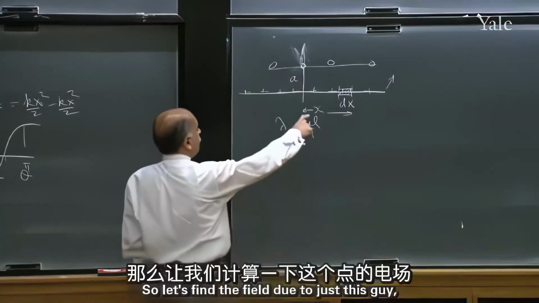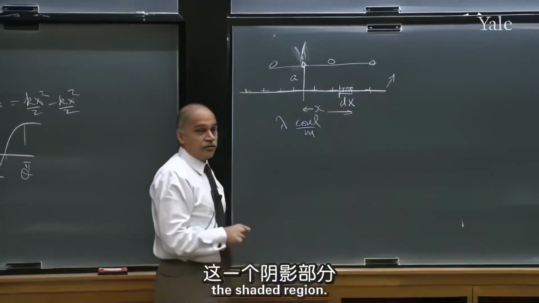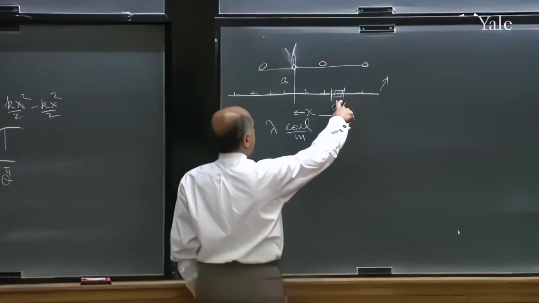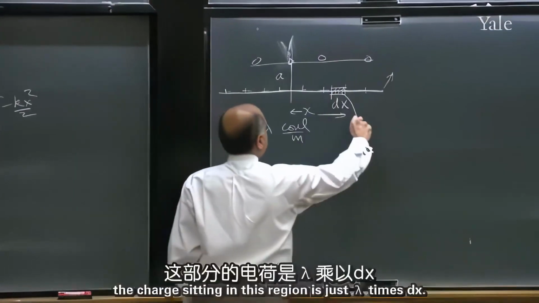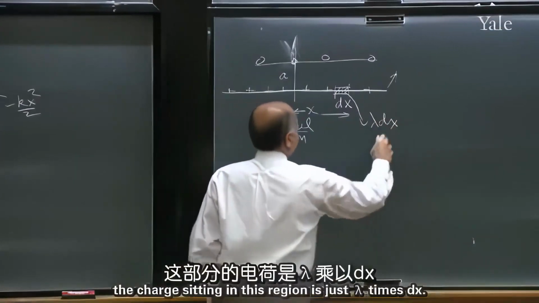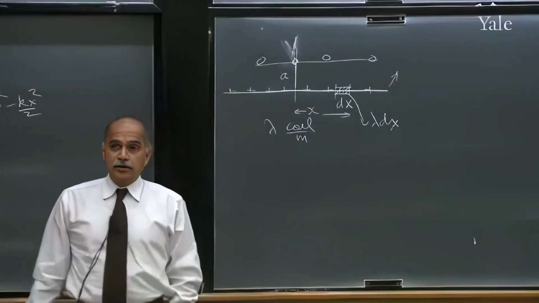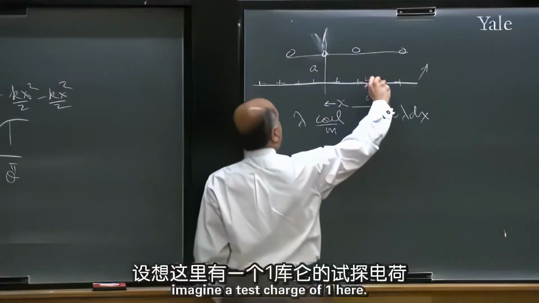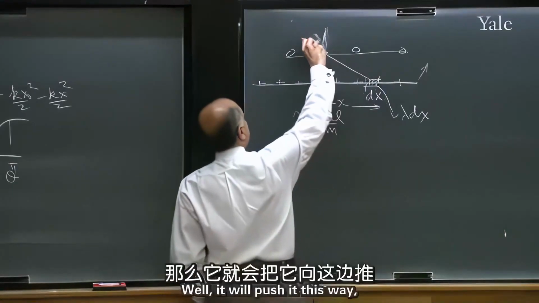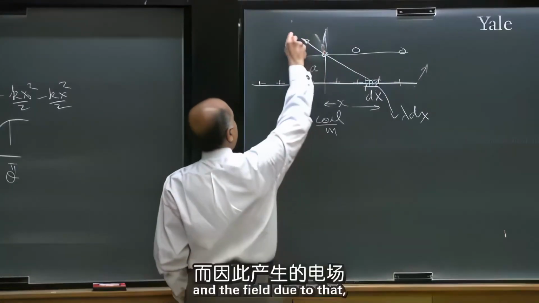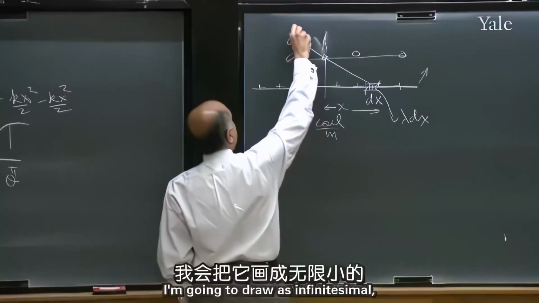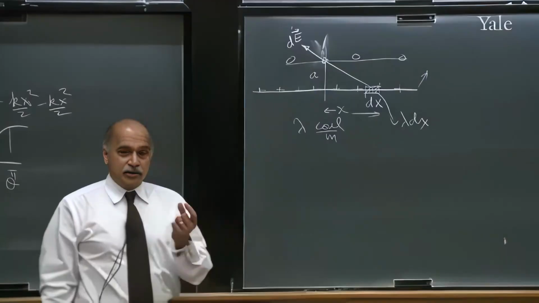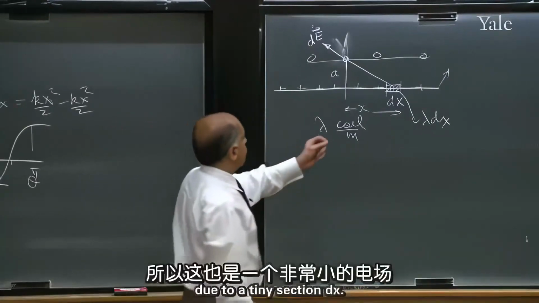So let's find the field due to just this shaded region. Think of a charge. How much charge is sitting here? I hope you all agree the charge sitting in this region is just lambda times dx. That's just a definition. If you have that many coulombs, imagine a test charge of 1 here. Well, it'll push it this way. And the field due to that, I'm going to draw as infinitesimal, so I'm going to call it dE. You can call it E, but dE is to remind you it's a tiny field due to a tiny section dx.